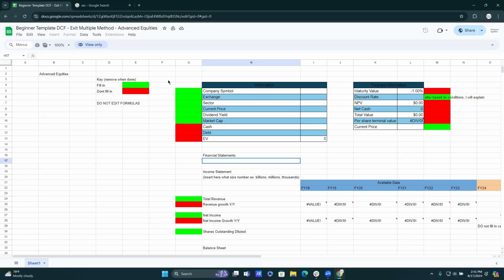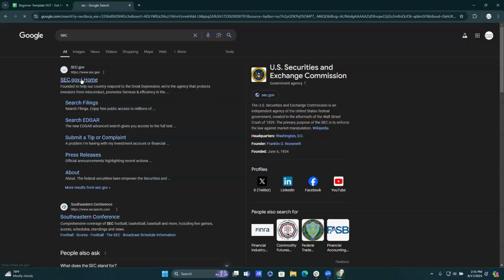All right. So remember, we have this key. It tells you where to fill in information. So if it's green, we're filling it in. If it's red, we're not filling it in. So just to note that.